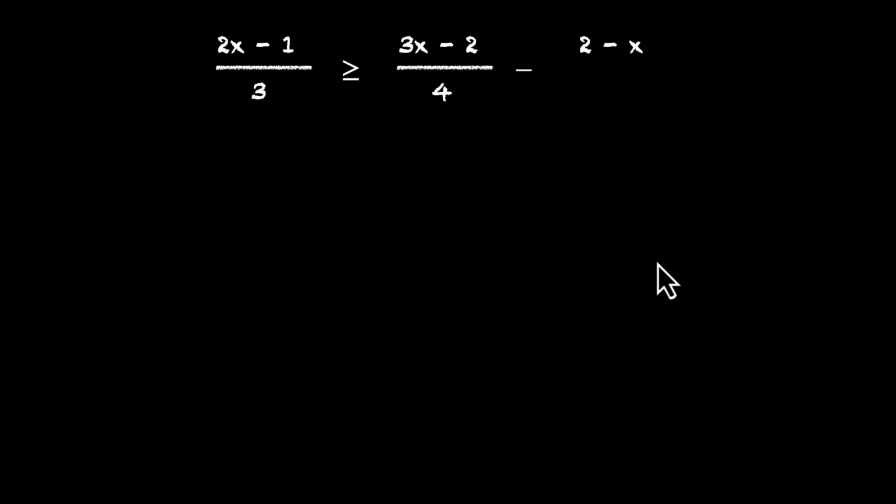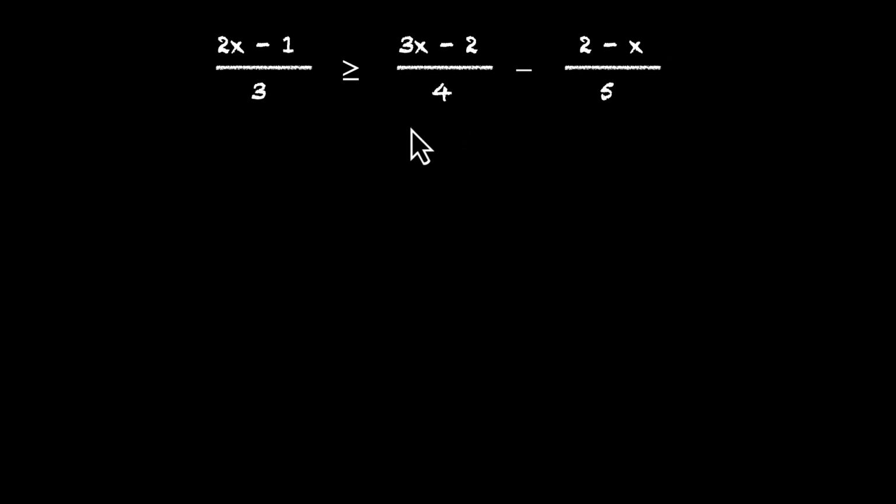In this video, we'll solve some problems using the rules of inequality. Let's do that. Here's the first one. Okay. So we have (2x minus 1) by 3, that's greater than or equal to (3x minus 2) by 4 minus (2 minus x) by 5.